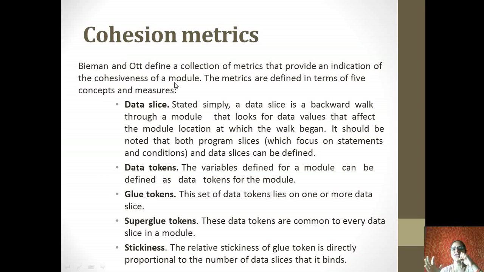Cohesive means how connected the statements inside a module are to each other, how much cohesion there is among them, that we are going to talk about. So there are 5 concepts and measures under this. These are data slice, data tokens, glue tokens, super glue tokens and stickiness. So let's see these 5 different tokens.